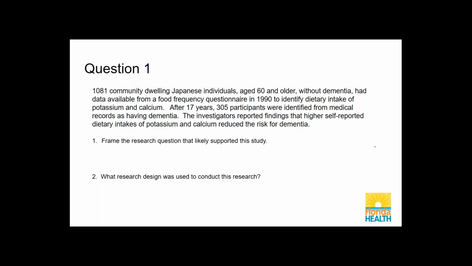So, the first thing is frame the research question that likely supported the study. So, what are they trying to find out with the information that you have? And then part two is what research study design was used to conduct this research. So, let's deal with question one right now. What are they trying to find out?